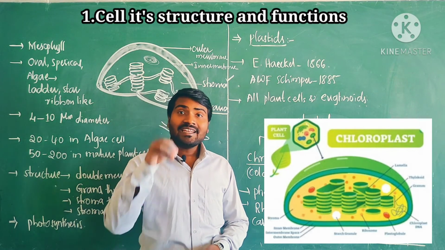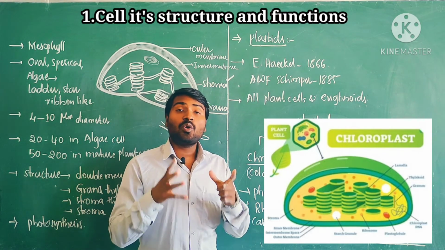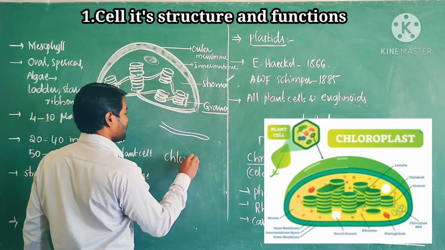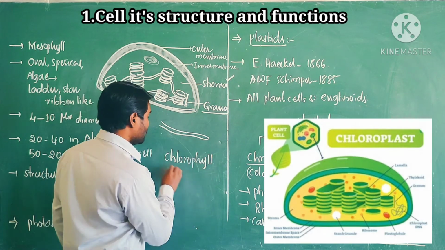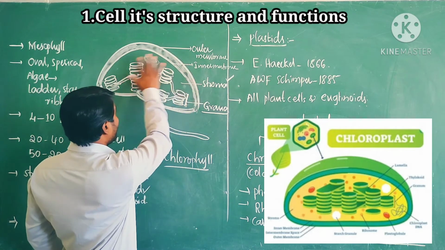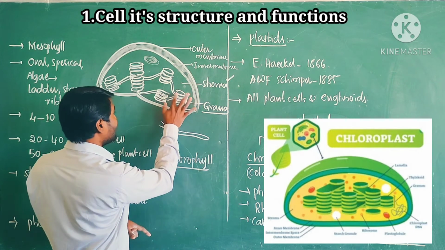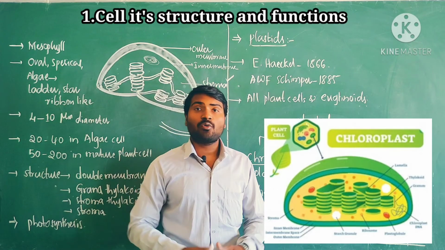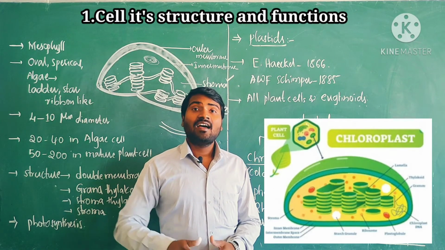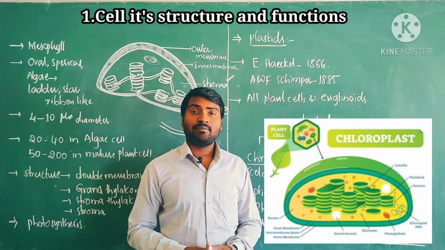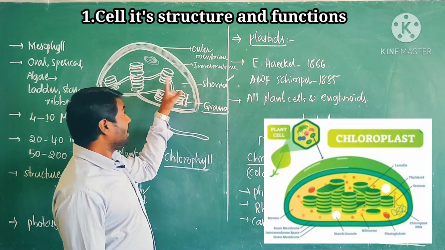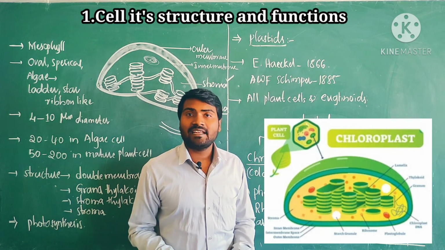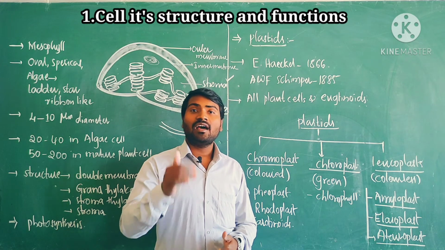In the grana, in this membrane, a pigment called chlorophyll is present. Chlorophyll is not present in the stroma. Remember that. Chlorophyll is present only in the thylakoid membranes, the grana thylakoids and stroma thylakoids. Hence, in grana, the light reactions of photosynthesis take place, whereas in the stroma, the light independent reactions of photosynthesis take place. What these light reactions and light independent reactions are, we will learn in higher classes.